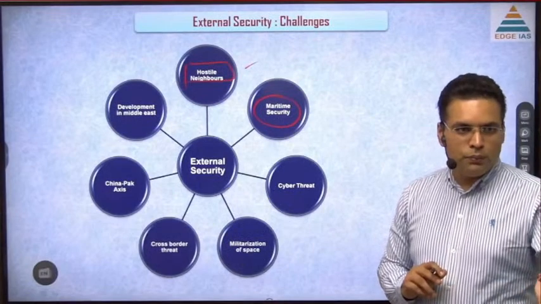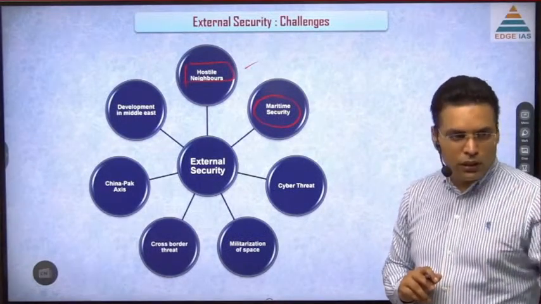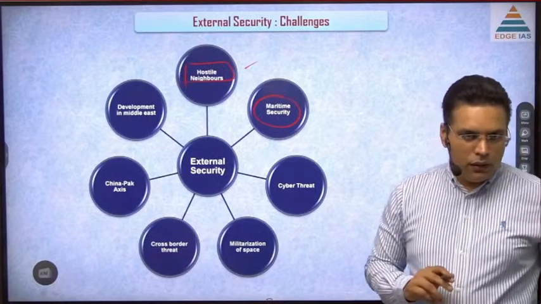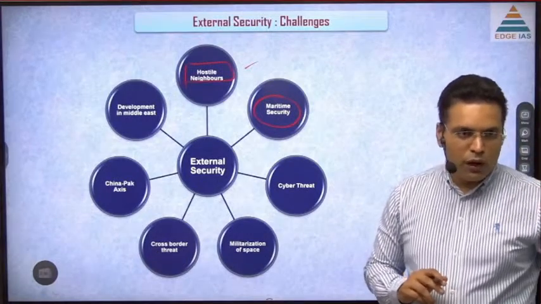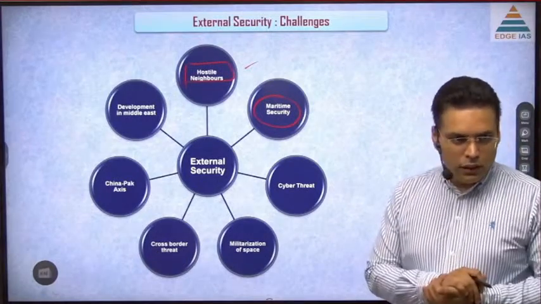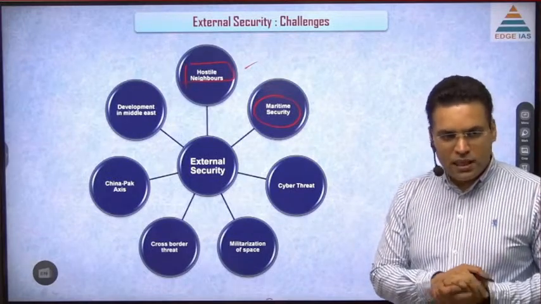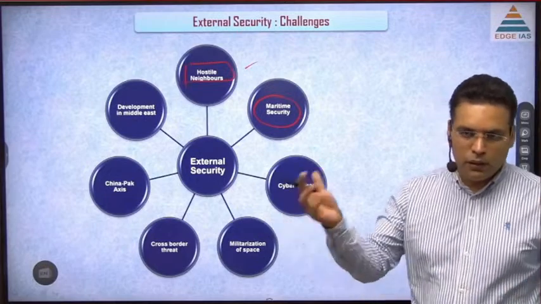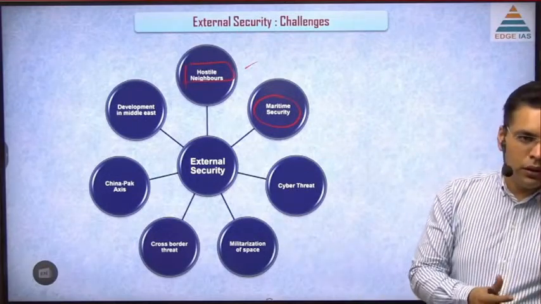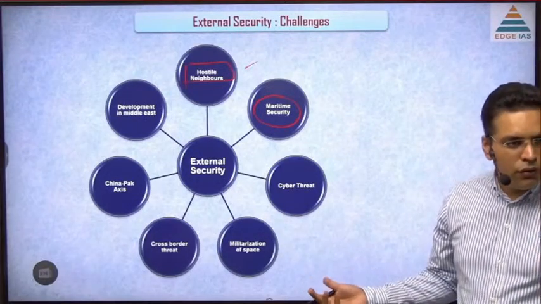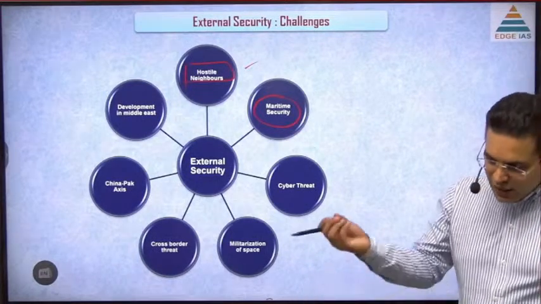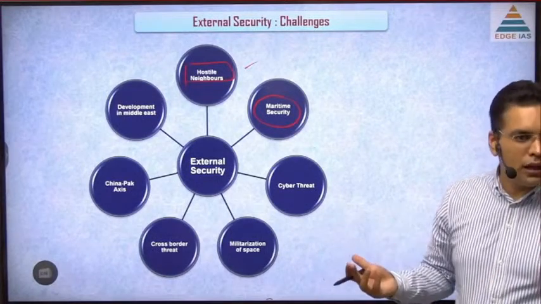Recently, a few days ago, there was some kind of intelligence report stating that some boats were found in the areas of the Arabian Sea. In 26/11, this is exactly what happened. Terrorists came on boats, and nobody was even aware. They sneaked into India and created havoc in the country.